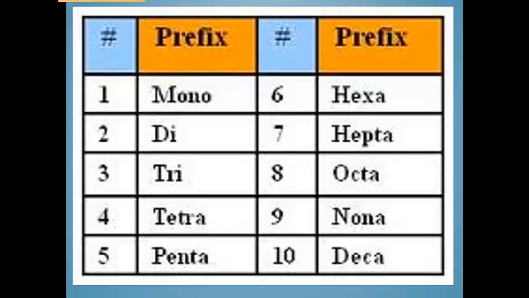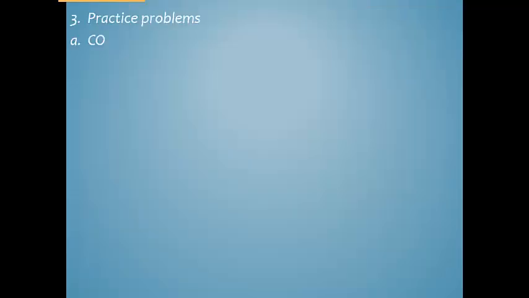Okay, this is the chart I was referring to. So these are prefixes. So this prefix will go in front of whatever the element name will come after it. These prefixes are ones that many of you might already have some of them committed to memory just because of things you've done in other classes, like a pentagon has 5 sides or an octagon has 8. So many of these you may already know. So let's do a practice.